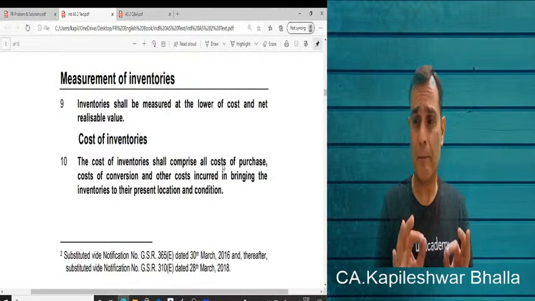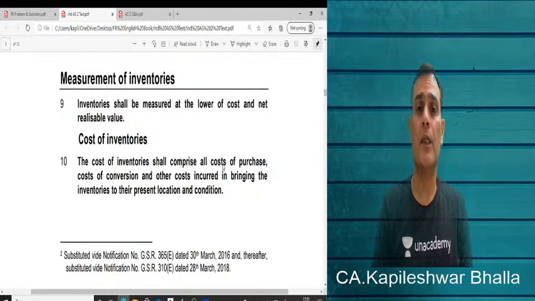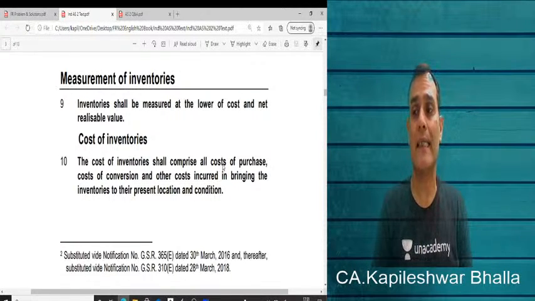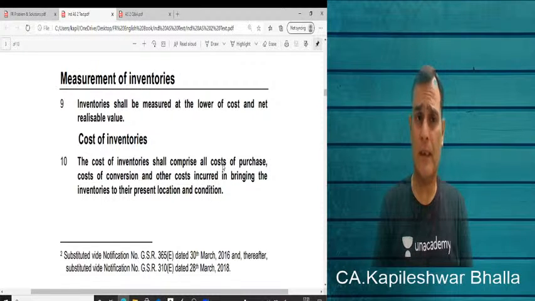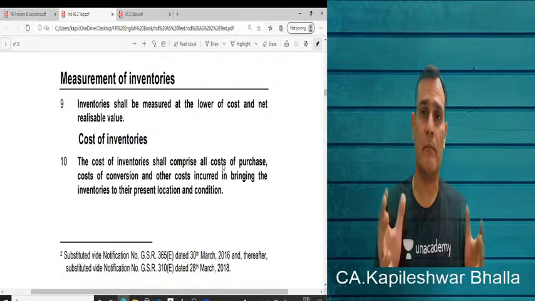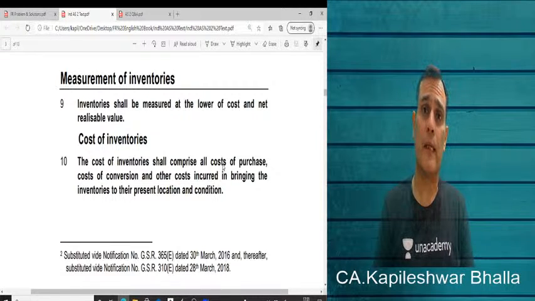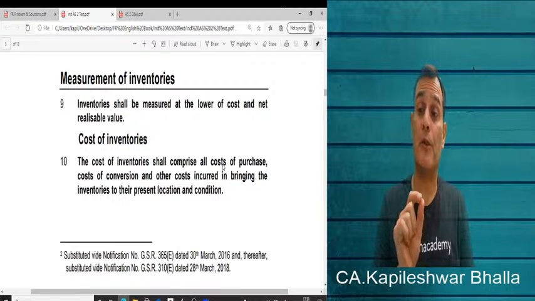Now, if you read para number 9, it says inventories shall be measured at the lower of cost and net realizable value. This is something you know from your intermediate knowledge also, that inventories are measured at the lower of the two. But my focus in para number 9 is that it says inventories.